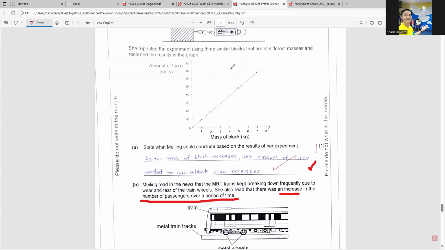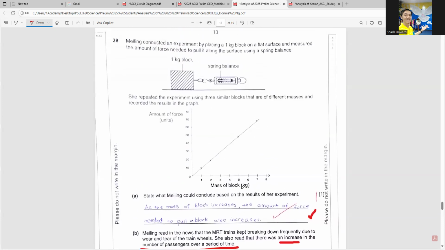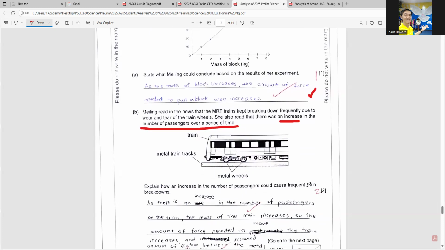Using this understanding, you can see as the mass of the block increases, the amount of force needed to move the block also increases. So imagine there are more passengers inside the train. The mass of the train plus the passengers will increase, and this will cause stress to the metal wheels. You need to explain how an increase in the number of passengers could cause frequent train breakdowns.